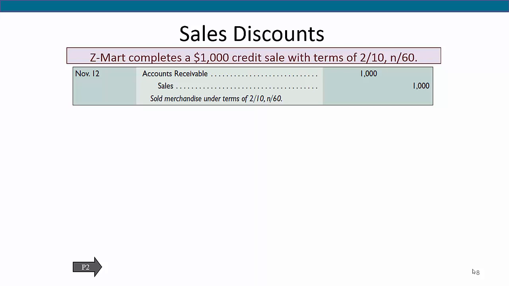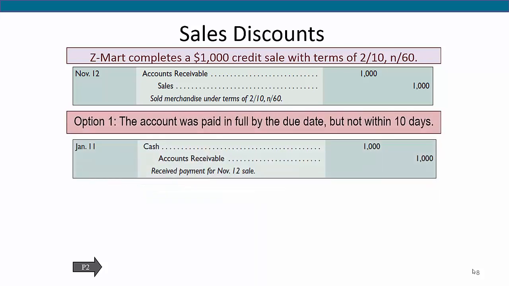Zmart completes a credit sale for $1,000 on November 12th with terms of 2/10, n/60. The entry to record the revenue part of this sale is to debit accounts receivable and credit sales for $1,000. Now notice that the entry records the receivable and the revenue as if the customer will pay the full amount. But the customer has two options.